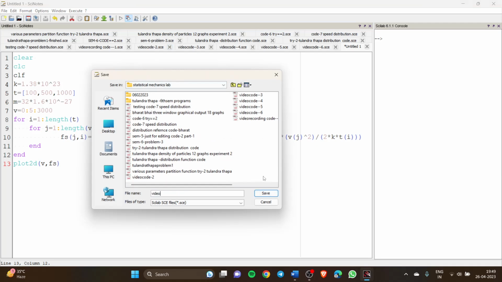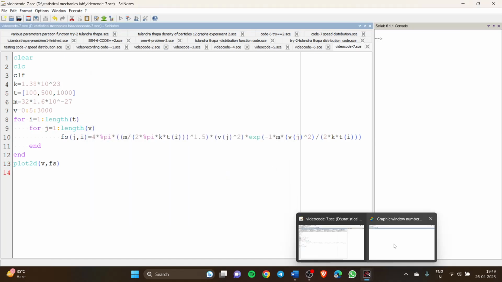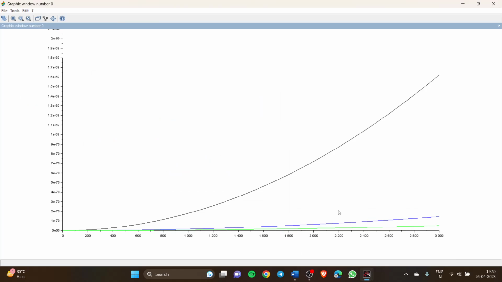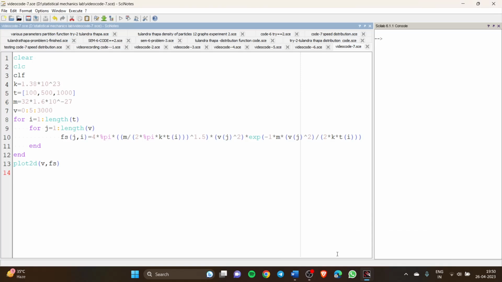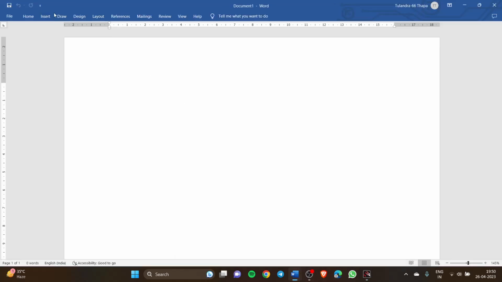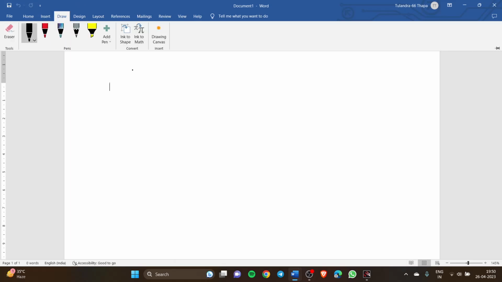Video 7, code 7, and we will run it, and it should come out to be correct. So this is not coming out to be correct at all. So we have to see what is going on. The graph of the speed distribution should be coming out like this.